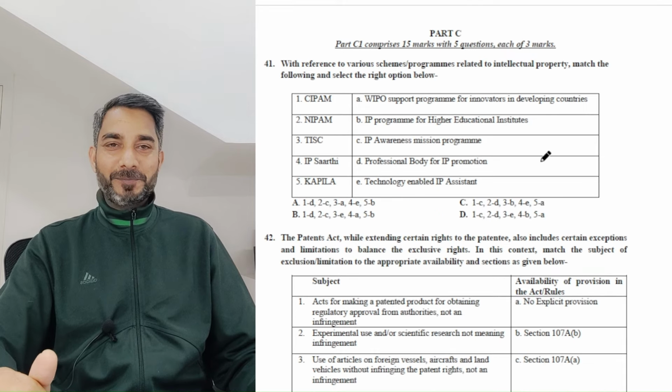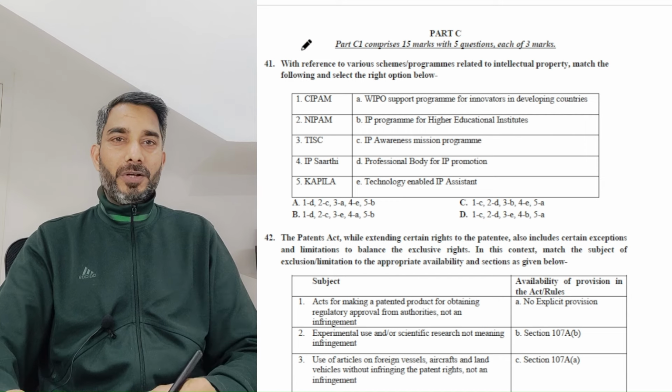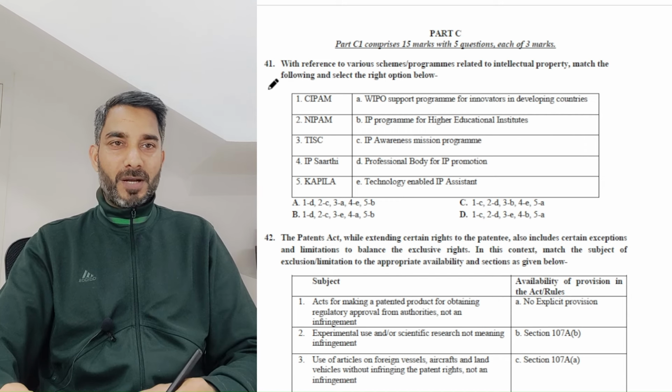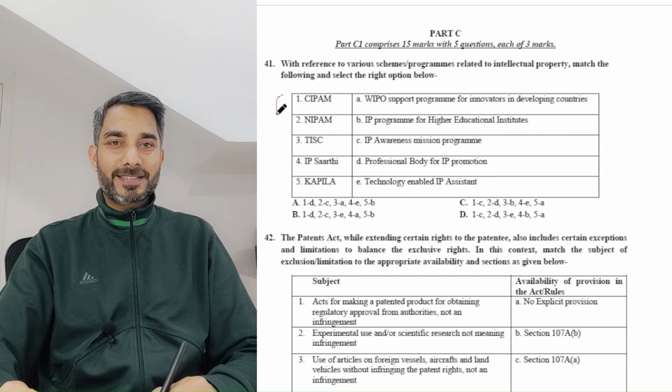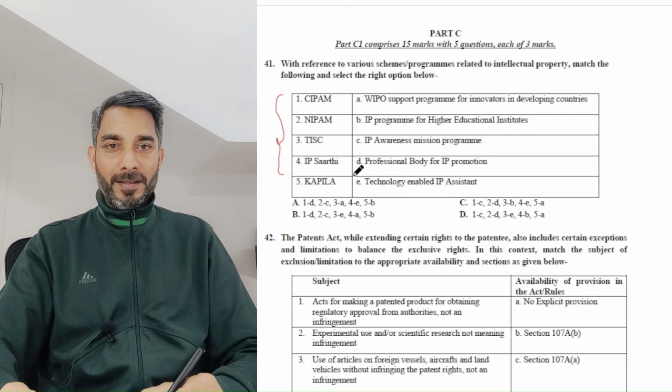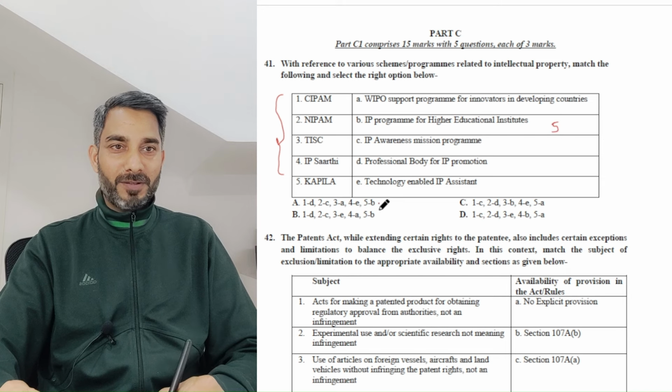Okay, here we are. The major questions. With reference to various schemes and programs related to intellectual property, match the following. You know what? All of this we had in our community tab, if you remember. So Kapila is directly higher education. We know 5B. Do we have 5B? Okay, so one of these options is correct.